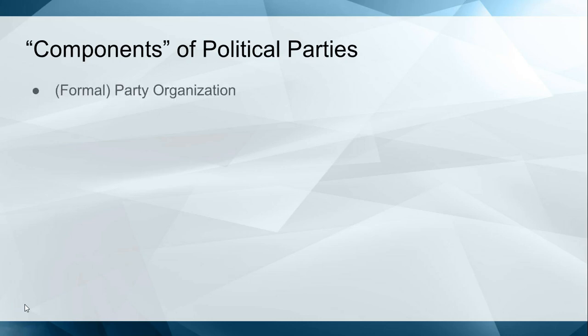The first is going to be the formal party organization, or something simply called the party organization. These would be the individuals who hold party office, not governmental office, but party office. And by this I mean party chairman, party co-chair, national committee man, national committee woman, and so forth. These are the individuals we call the formal party organization.